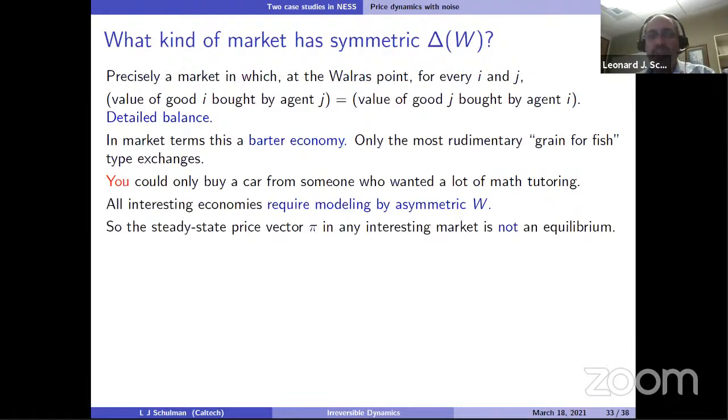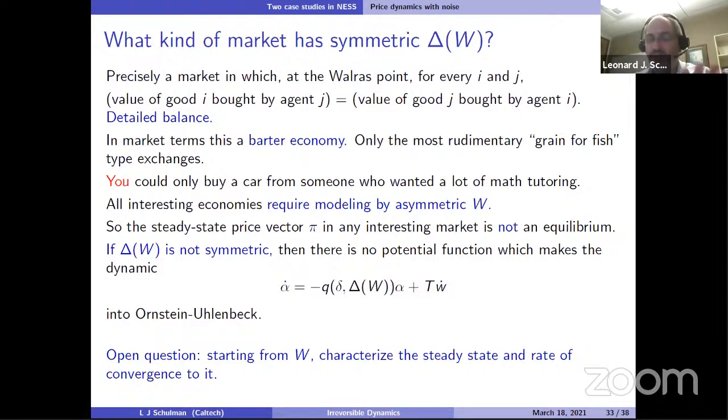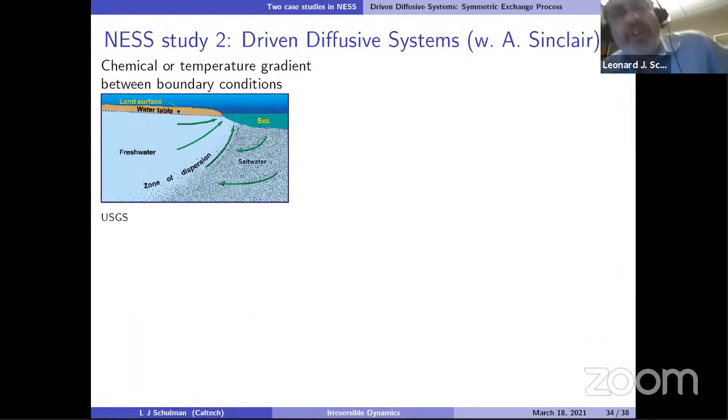All right. So in any interesting economy, the steady state price vector is definitely not in equilibrium. It's what a physicist would call a non-equilibrium steady state. Okay. So let me move on and talk about driven diffusive systems. This is another very important class of systems where we are in steady state but out of equilibrium, and this is due to boundary conditions.